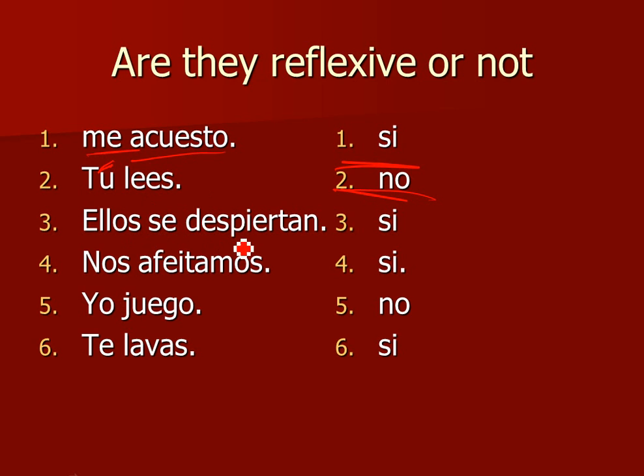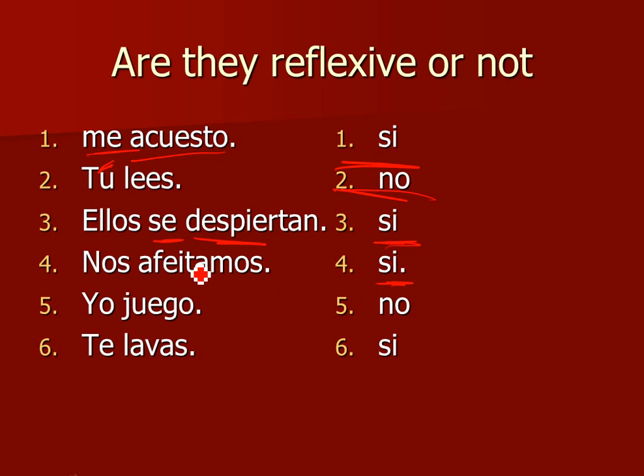Ellos se despiertan. They wake themselves up. Yes, we are assuming again that mom isn't coming in going, honey, it's time to wake up. So it is reflexive. They're waking themselves up. Maybe they have an alarm clock, or they just know how to wake up. Or it could be that they're all friends in a room, in a dorm or something, and they are waking each other up.